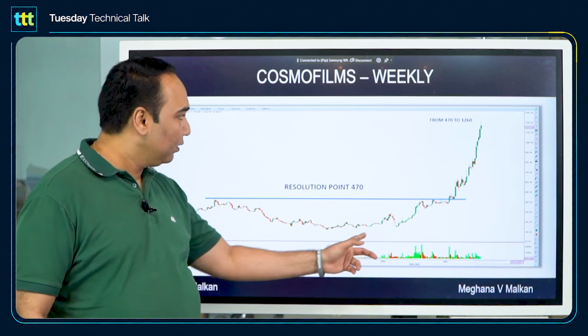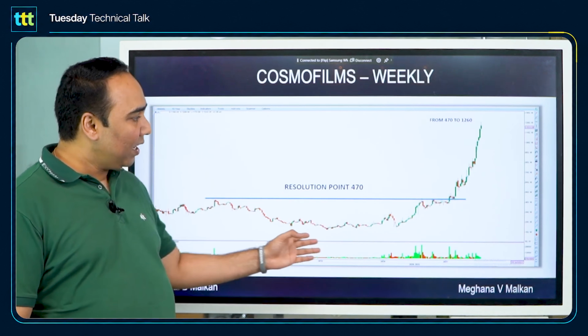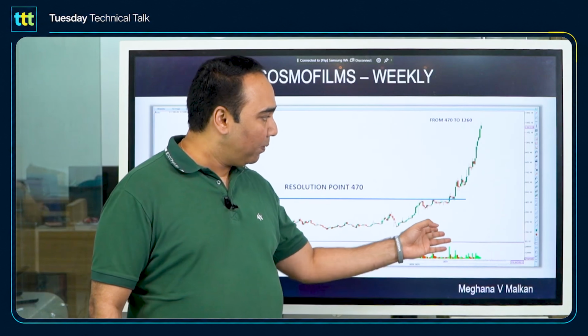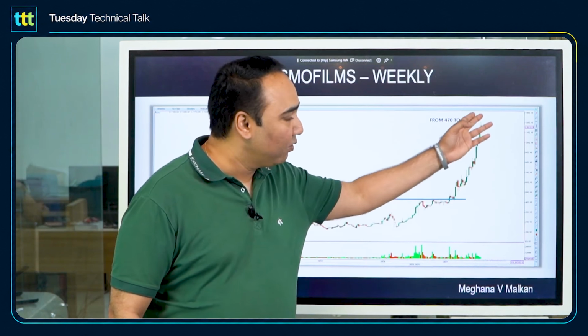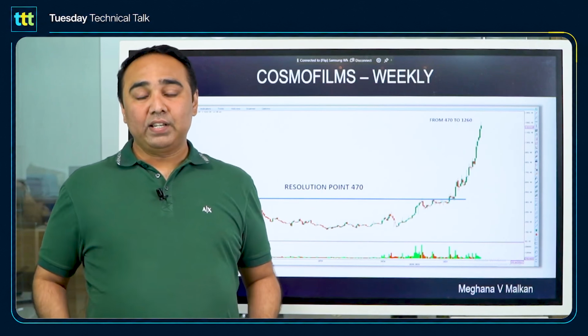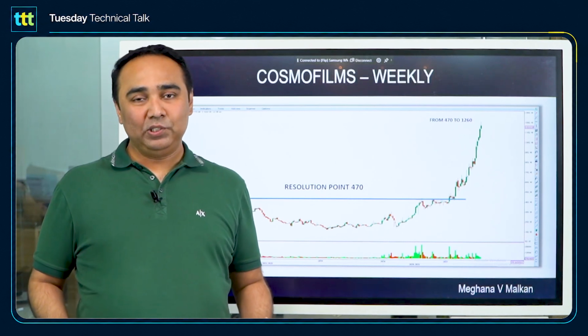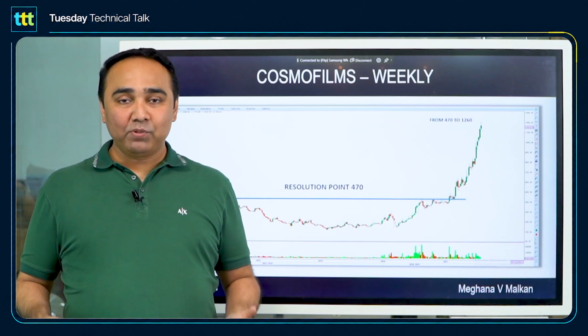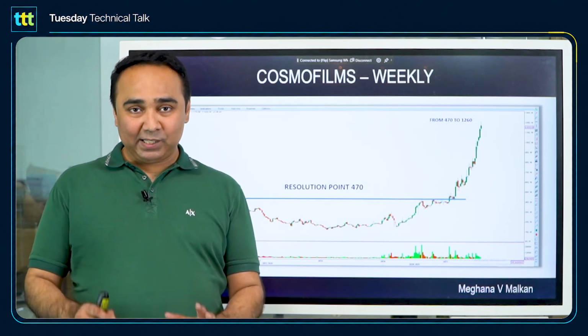Let's say this one. Look at this one, Cosmos Film. These are all recent, in the last couple of years. Look at the number of stocks which have gone 2 times, 3 times, 5 times, 10 times, right? So it's a multi-bagger pattern. You should not miss it. I'm sure you're going to share this video with maximum people, right?